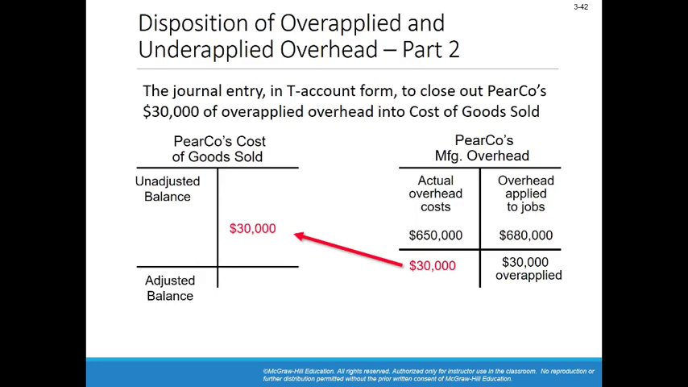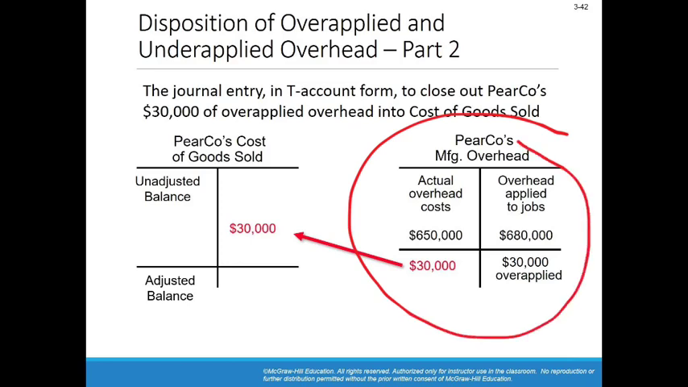When we close it out to cost of goods sold, as you can see here, this is the overhead. Here's where they have accumulated actual. This is made up of real numbers that the company had throughout the year. They totaled up to $650,000. Hopefully you're thinking indirect cost. Hopefully you are thinking these are costs that it is not convenient or economical to trace.